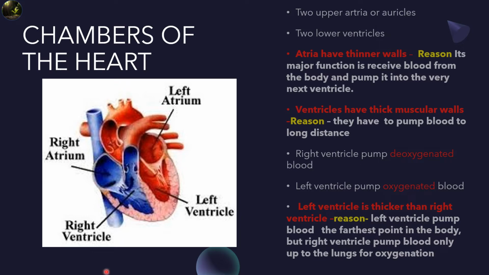Chambers of the heart. Mainly there are 4 chambers present in the heart. They are 2 upper atria or auricles and 2 lower ventricles. Here you can see the 2 upper atria, the left atrium and right atrium. Atrium is the singular form, atria is the plural. Then you can see here the left ventricle and right ventricle.